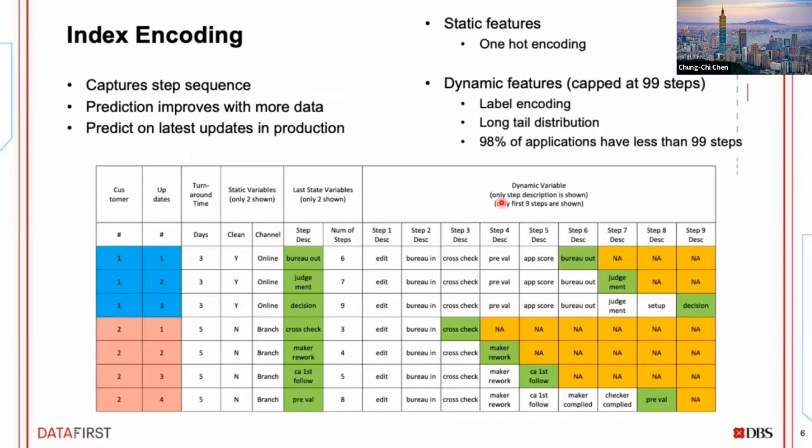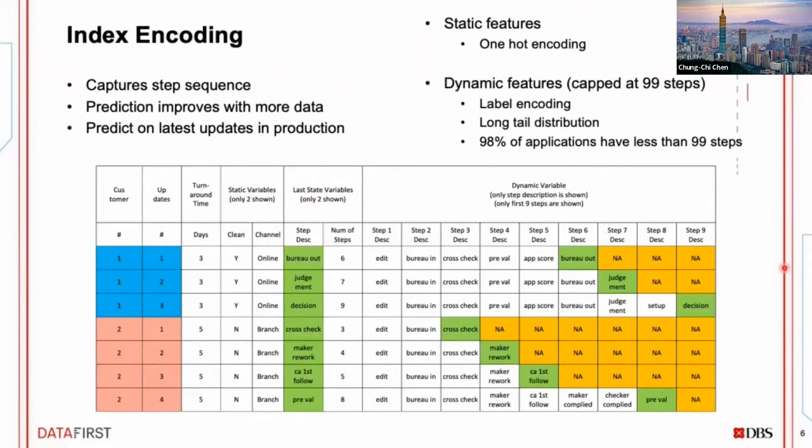Over here, we have a little bit more details on the specifics of index encoding. In this table, we have 2 different applications from 2 different customers. The first 3 rows with blue cells are from 1 customer. Each row represents a new update at different points in time. Now, we can see that the static features remain the same throughout the 3 updates. For simplicity, only 2 static features are shown over here.